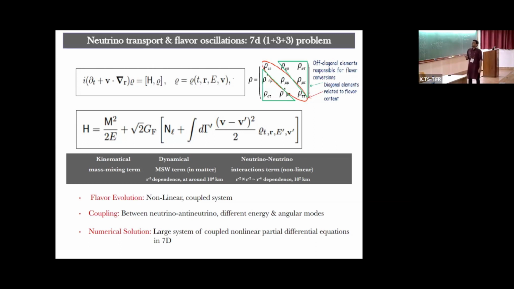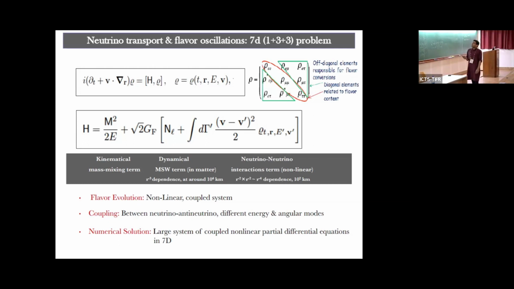What you have here is your mass mixing term. This is the matter term, which is the dynamical MSW term. We have already seen that when the neutrinos go out, they can interact with electrons, and this gives you the MSW term. And this is the new term that we are looking at. This is the density of neutrinos, which comes in here. This is called the neutrino-neutrino interaction term. You can see this depends on rho itself.